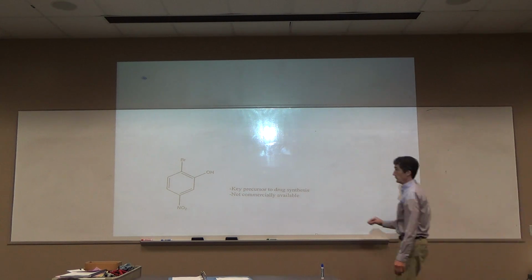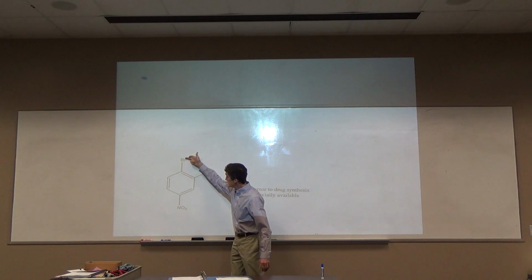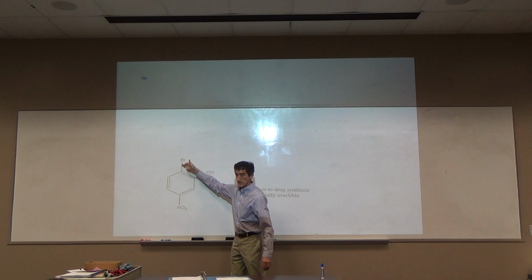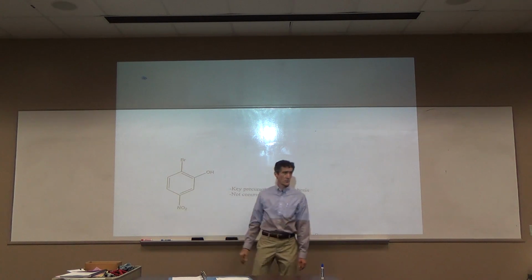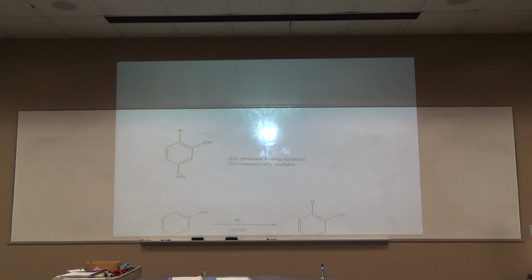We would do a Williamson ether synthesis here, we would replace the bromine here. Can you do an NAS here? Strong electron withdrawing group, ortho, para? Yeah, there's chemistry you can do there. But you gotta make that first. You can't buy it. How do we make it?